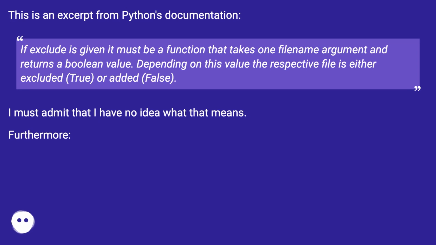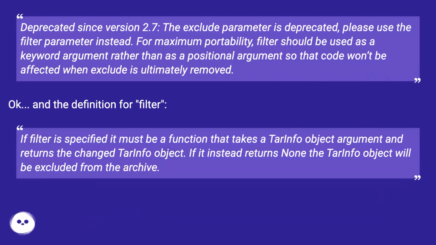Furthermore, deprecated since version 2.7, the exclude parameter is deprecated. Please use the filter parameter instead. For maximum portability, filter should be used as a keyword argument rather than as a positional argument so that code won't be affected when exclude is ultimately removed.